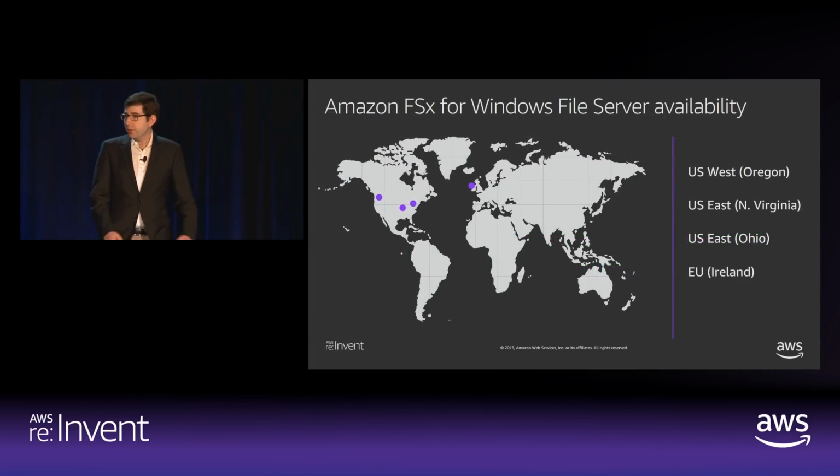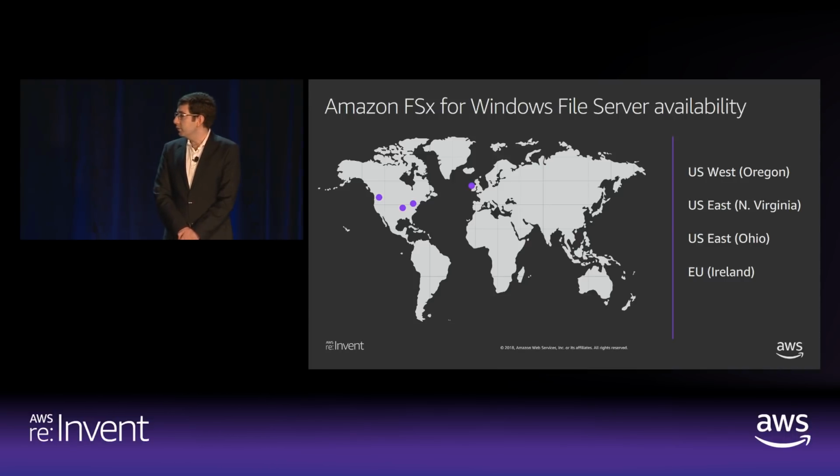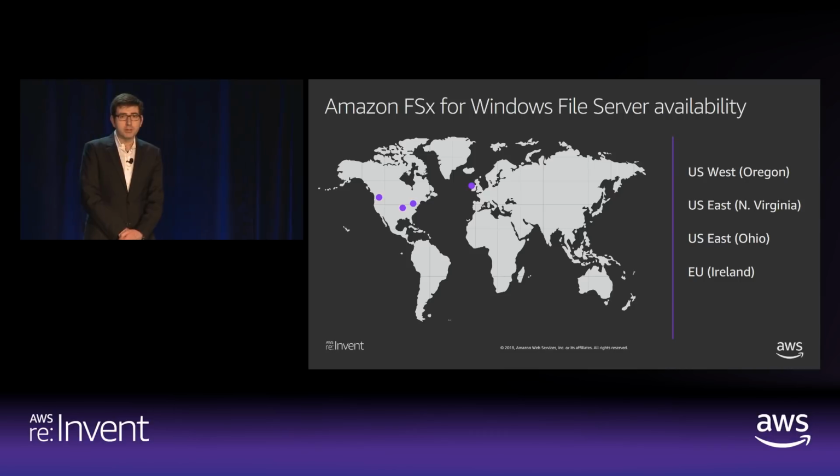When we announced the service on Wednesday, it was immediately available in 4 regions: US West Oregon, US East Northern Virginia, US East Ohio, and EU Ireland. And we will be launching the service in many other regions pretty quickly.